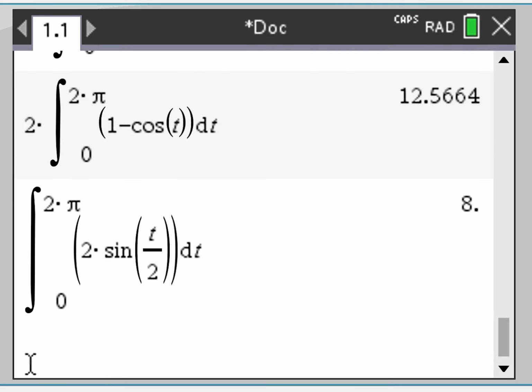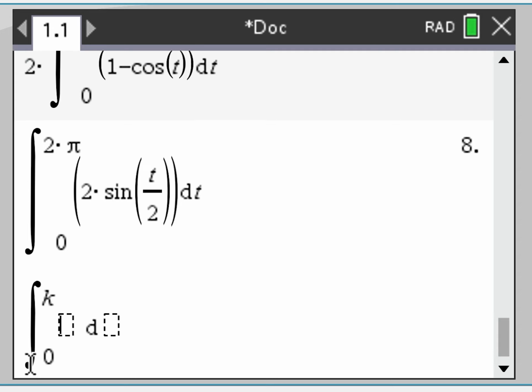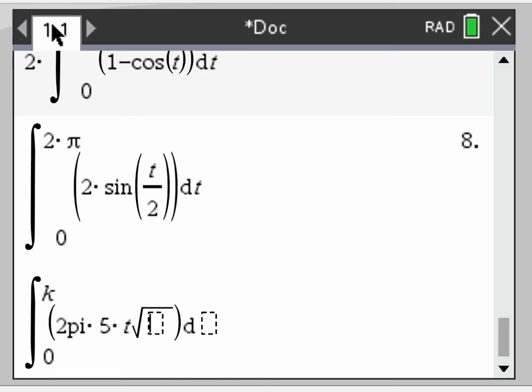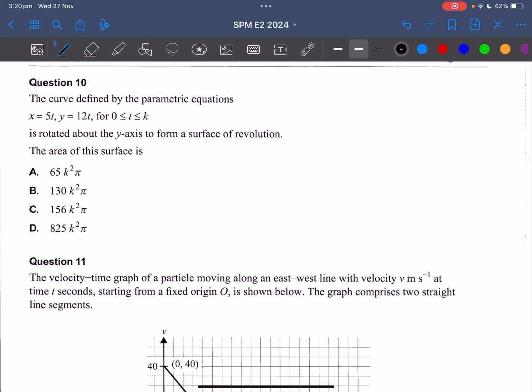Okay, so our integral is going to be menu for 3 from 0 to k, 2 pi times x, which is 5t, and then we'll do square root of (dx/dt) whole squared. So differentiate 5t, we get 5, and square that, 25, plus (dy/dt) whole squared, so that'll be 12 squared, which is 144, and dt, so 65k squared pi. So it looks like our answer is going to be A for this.